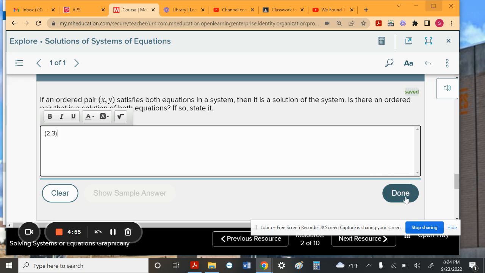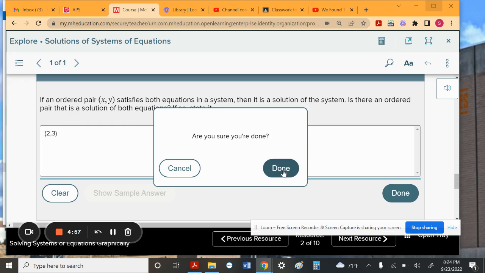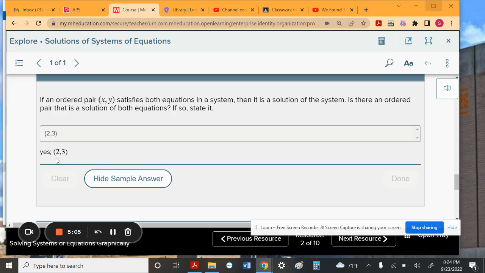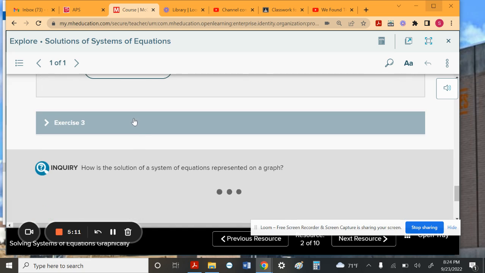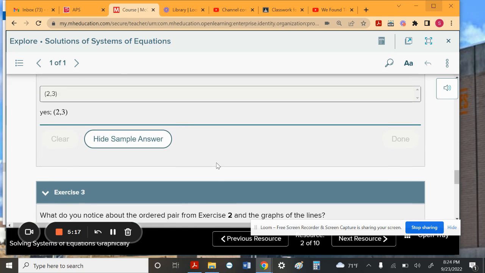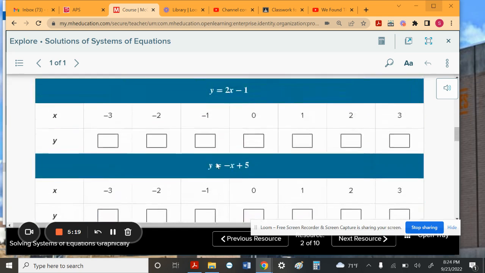So state it. Are we sure we're done? Yes. And we're going to show the answer and see if it's correct. And yes, I should have put yes. So yes at 2 comma 3. So we can see that that is the answer. And what did you notice? So we don't have to worry about anything else. But what's important is the graph. What did you notice about the ordered pair from exercise 2?